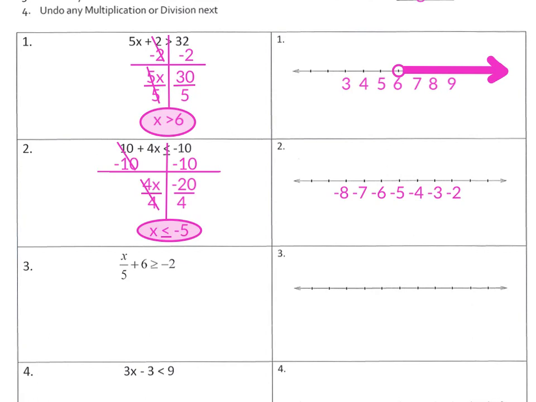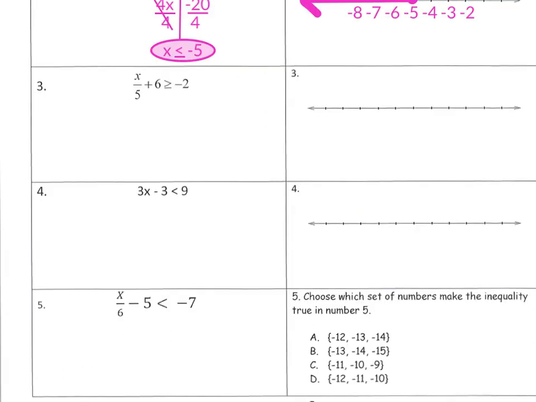Now I need to worry about what type of circle to use. Since it's a less than or equal to, that means that we're going to have a filled in dot on that negative 5, and then since x is less than or equal to, that means we're going to shade to the left, the numbers that are less than or equal to negative 5. And that's our graph showing that we're shading to the left, and that arrow shows that it'll keep going to the left forever. Okay, let's try another example.